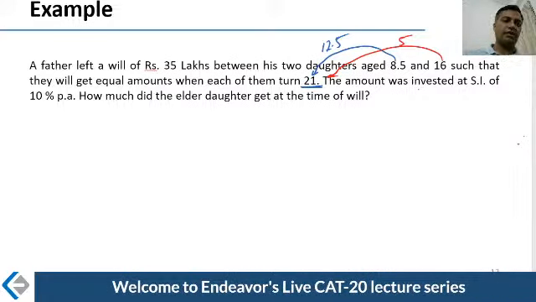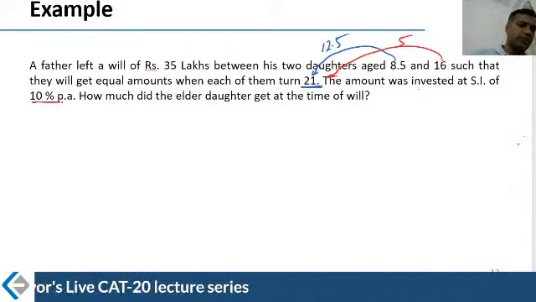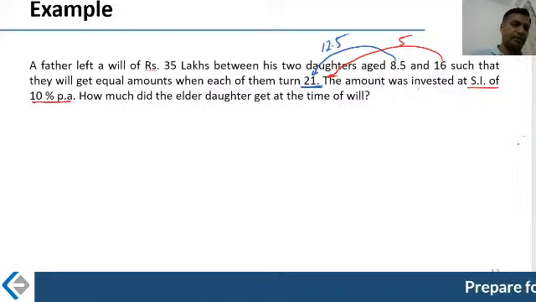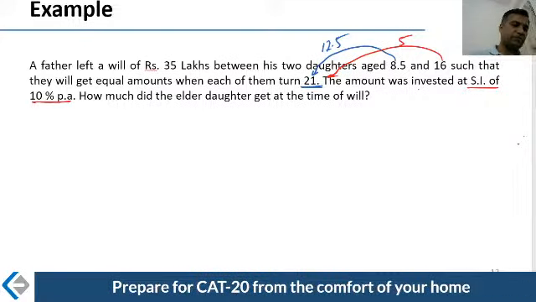Now means what? When the will is being made. The will is being made on 35 lakhs. Good. Now what is the rate of interest the bank is promising? 10% per annum. What scheme? Simple interest scheme. That is what the investment bank is promising.